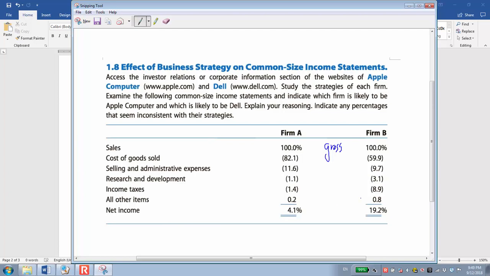So that's enough. So totally this example gives us an idea that business strategy could affect the income statement and also the financial performance of a firm. Even when the firms are in the same industry, different strategy will affect their financial performance.